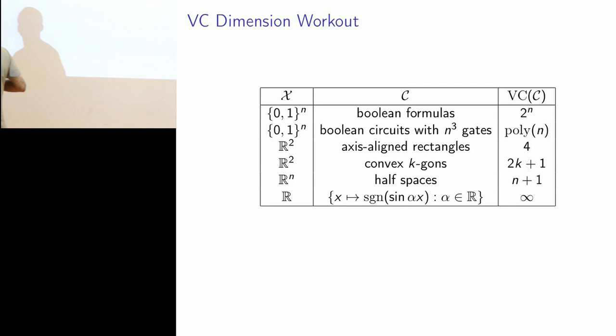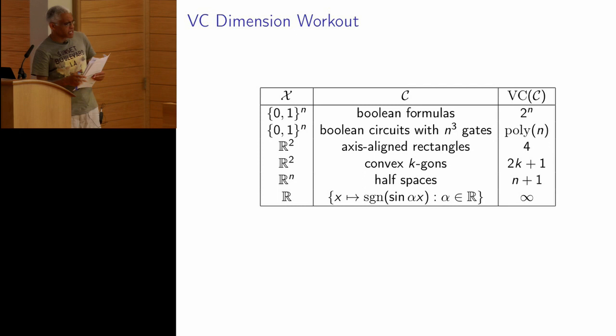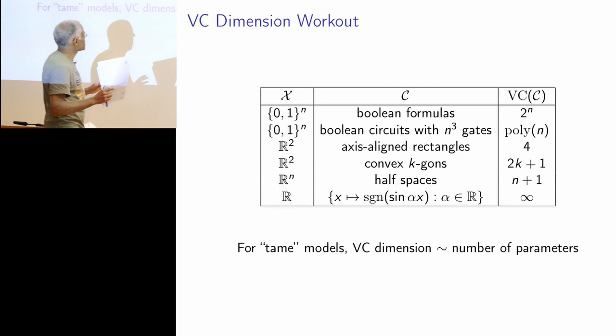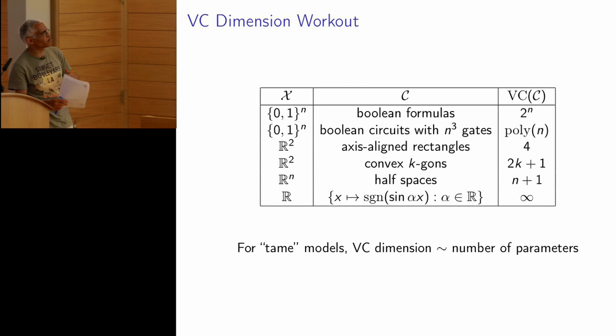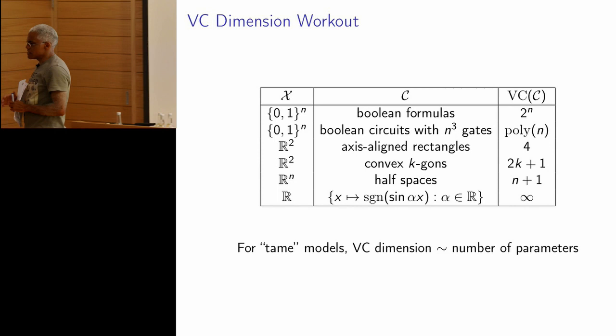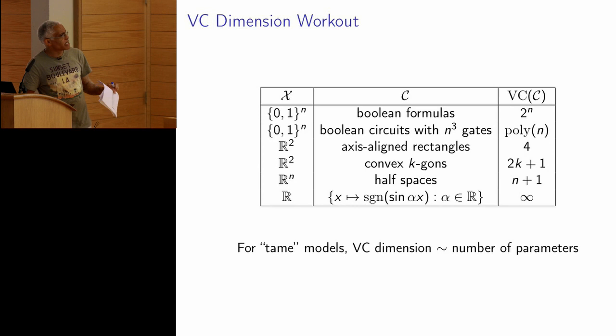And somehow there's a nice connection with logic here in that if you're working with so-called tame functions, the VC dimension of the class corresponds to the number of parameters that you use to define a concept. So here there's only one parameter, and the VC dimension is infinity, but it's because sine is not a nice function. I'll speak about this in the second half, I'll speak about it more later.